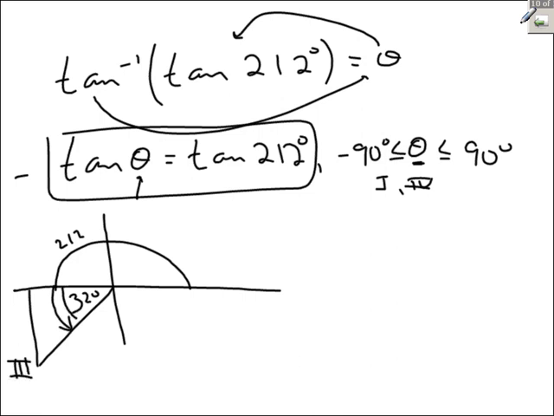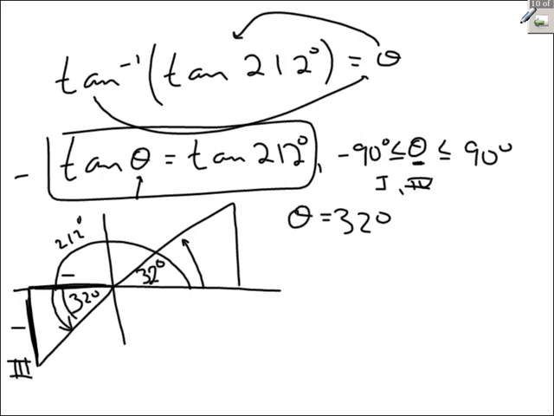Well, let's decide. Get our hands dirty. Opposite is negative. Adjacent is negative. Negative over negative is positive. Tangent is positive in that quadrant. Well, where is it positive between quadrant 1 and 4? The answer is quadrant 1. So you put the same reference angle, 32 degrees.